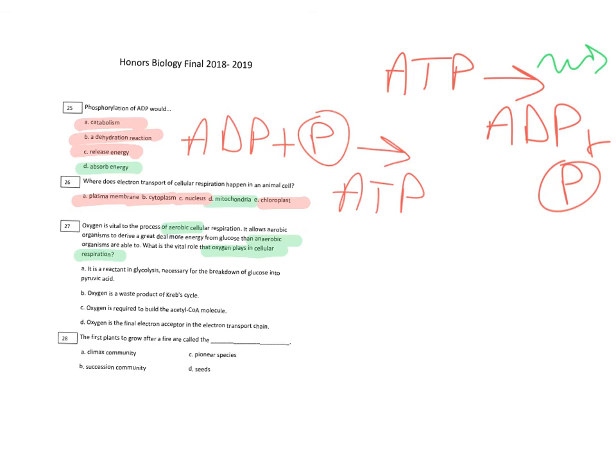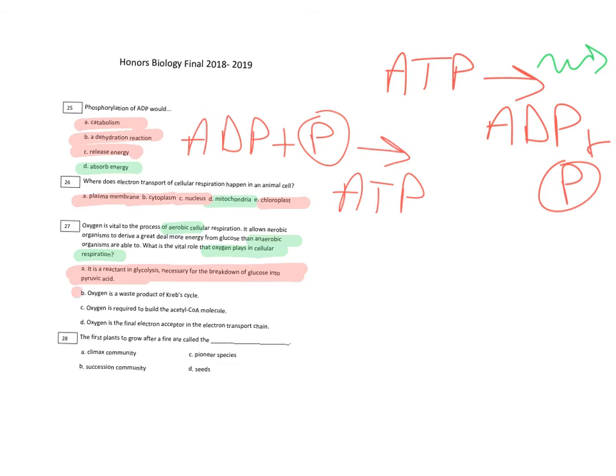It is the reactant of glycolysis necessary to break down glucose into pyruvic acid. That is not correct. Oxygen is not used. Glycolysis is anaerobic. I graded your quizzes. I read your answers on your essays for your quizzes, and the vast majority of you know that glycolysis is anaerobic. It does not use oxygen.